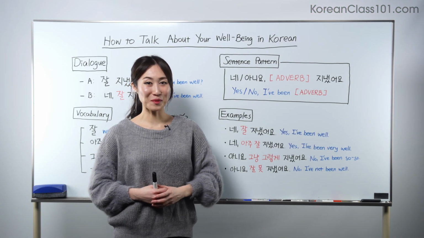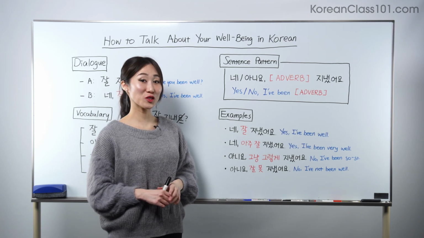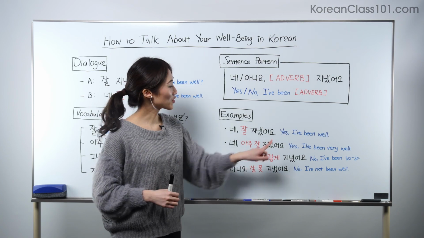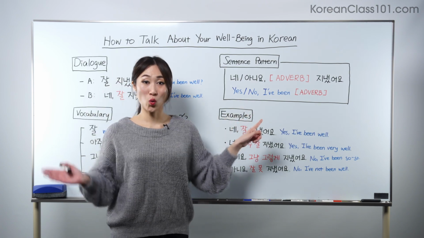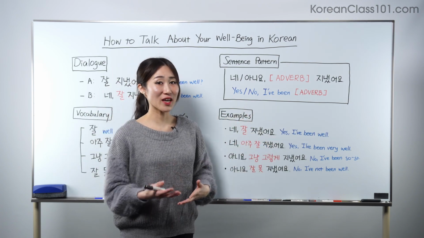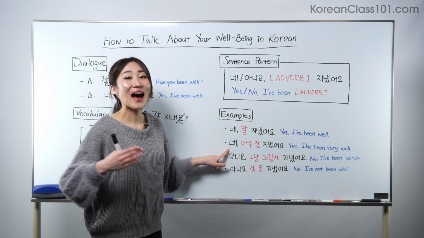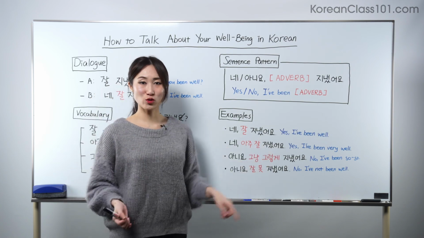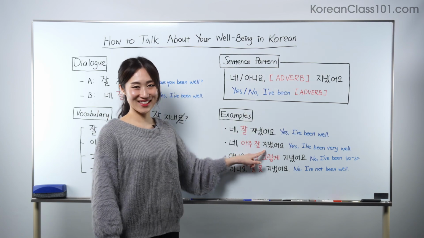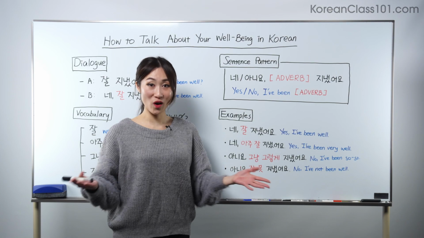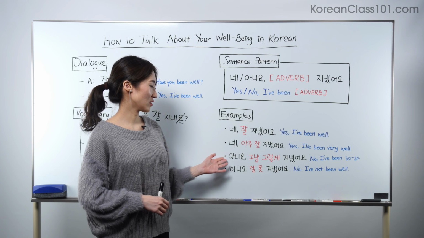So let's look at the examples. First, we have 네, 잘 지냈어요. This is what we learned in the dialogue today, right? So, yes, I have been well. 네, yes, 잘 means well. 지냈어요, I spent or I have been. Yes, I've been well. How about this? 네, 아주 잘 지냈어요. So we put this 아주 잘 here. Yes, I've been very well.